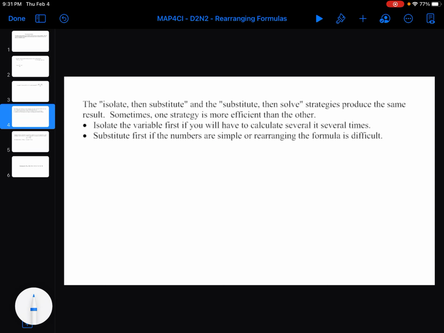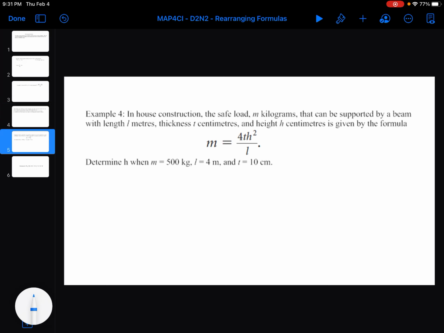So we talked about it in that last question. You either need to isolate your variable first and then substitute, or substitute and then solve. Depending on the question, you might feel more comfortable doing one way or the other. It doesn't matter, but choose one strategy and kind of stick to it. If we look at this question, we've got in house construction, the safe load m in kilograms that can be supported by a beam of length L, thickness t in centimeters, and height h in centimeters is given by the following formula. Determine h with all of this information. So we need to find out h here.